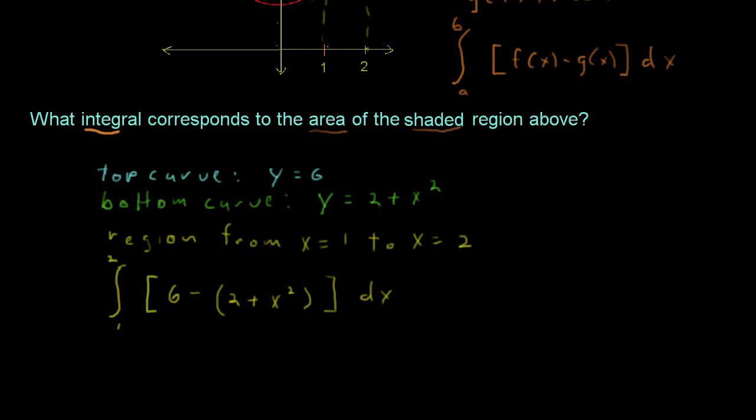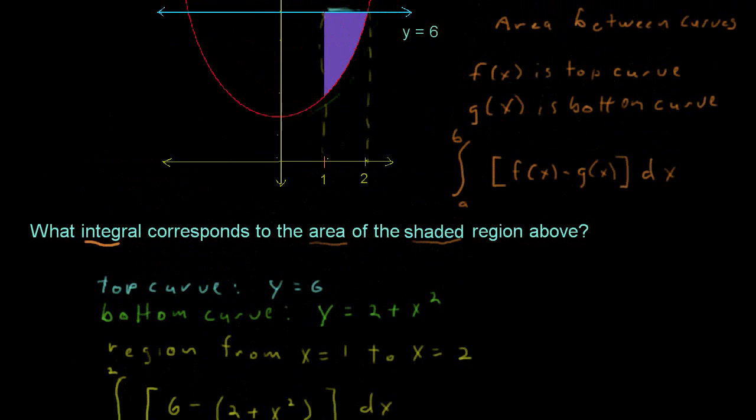However, we can simplify that integral, and on a multiple choice test like the AP test, it will probably be simplified, so let's go ahead and simplify that. So what is 6 subtract 2? 6 minus 2 is 4, and then we'll need to distribute that minus over to the x squared, so 4 minus x squared dx then is the integral that describes the shaded region right up here.